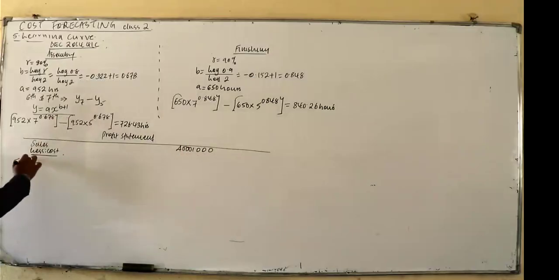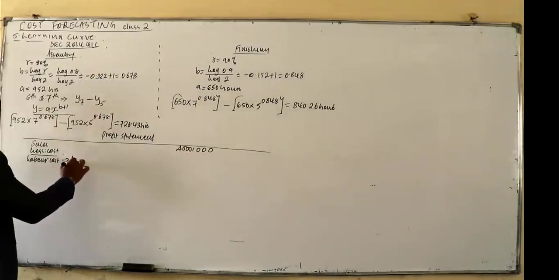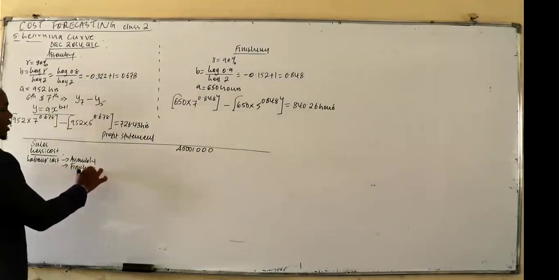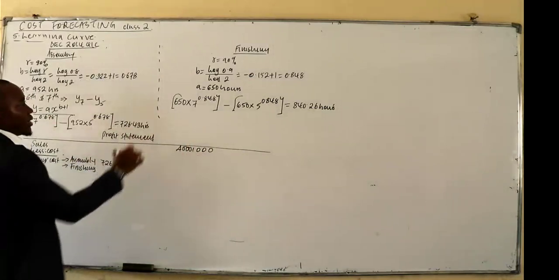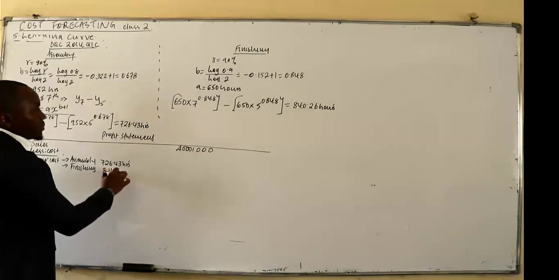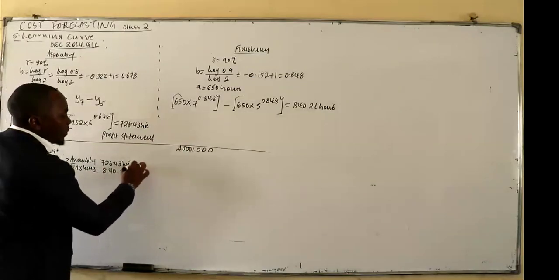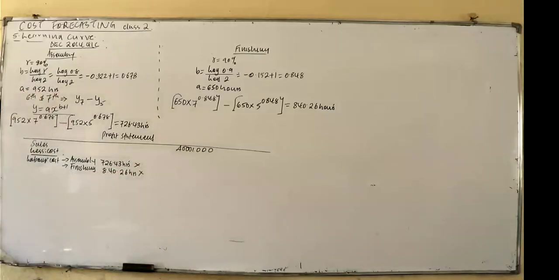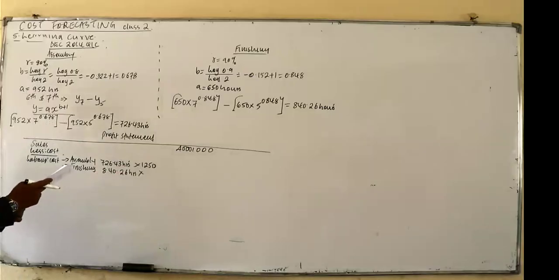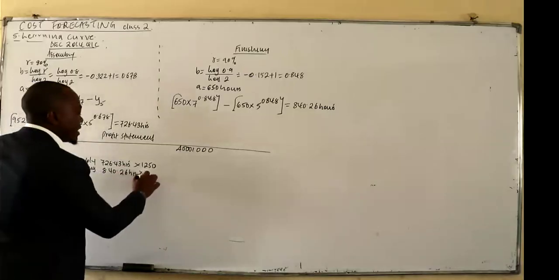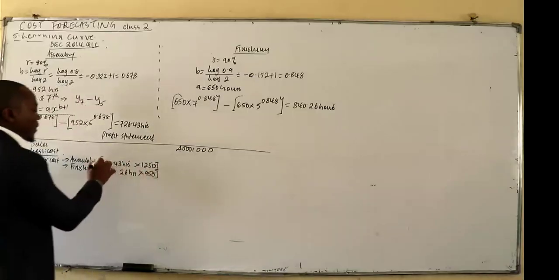For the cost, let's start with the labor cost. For the labor cost, we have the assembly department as well as the finishing department. Assembly is 726.43 hours. Finishing we had 840.26 hours. You multiply by note number 1. The labor in the assembly process is paid a standard rate of 12.50 per hour, while the labor in the finishing process is paid a standard rate of 9.50. So this is 9.50.